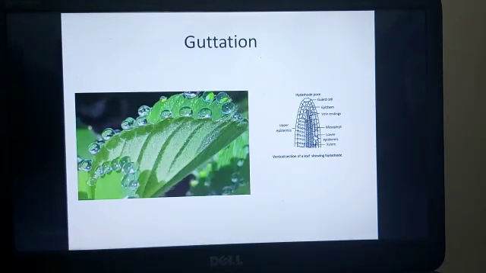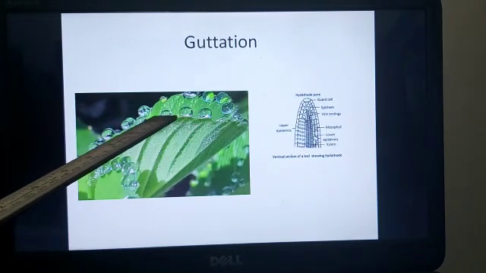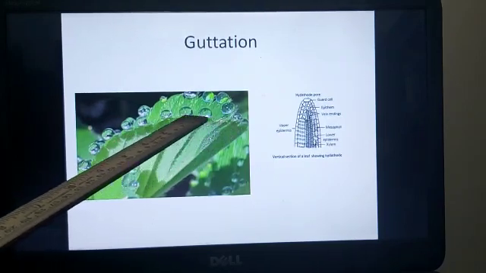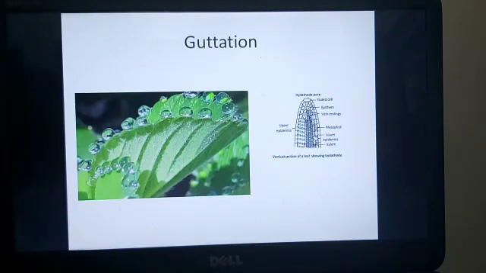Next, let us move on to guttation. In the previous chapter also we have seen guttation. Let me just quickly speak a few words about guttation. Guttation is the loss of water from the margins of the leaf, here you can see the droplets of water. So the loss of water in the form of water droplets in the margins of the leaf. And when does this happen? This happens in the early daytime.